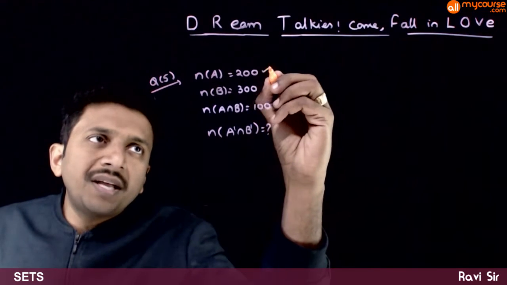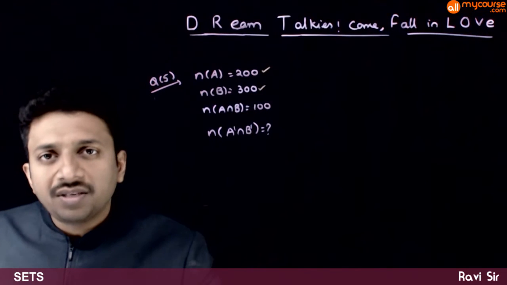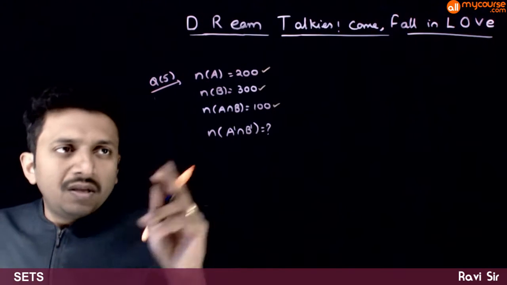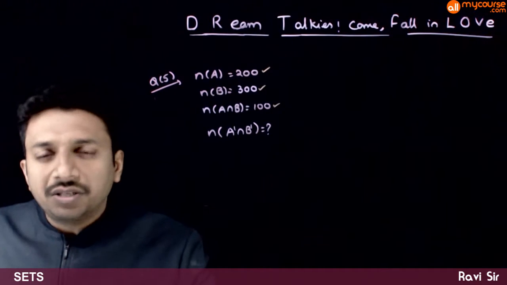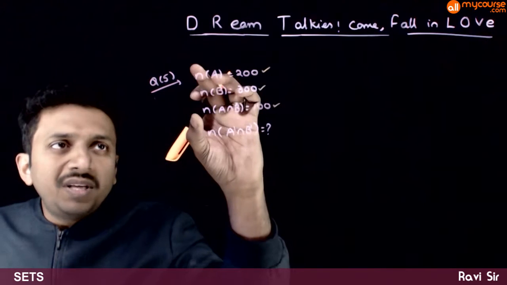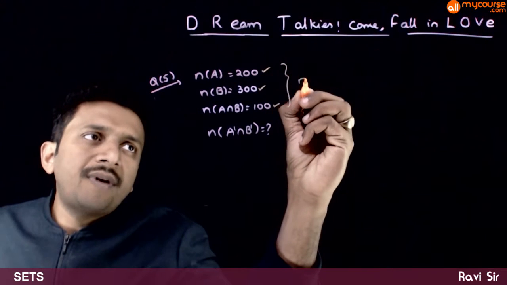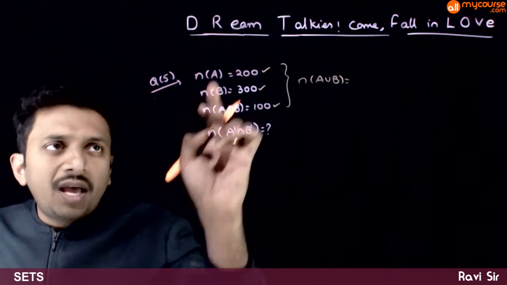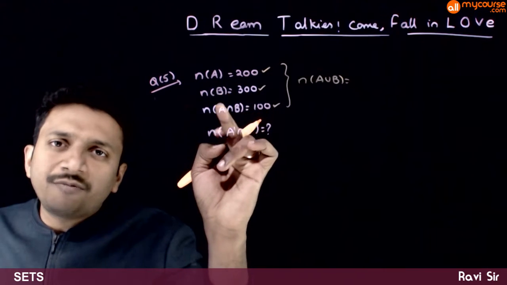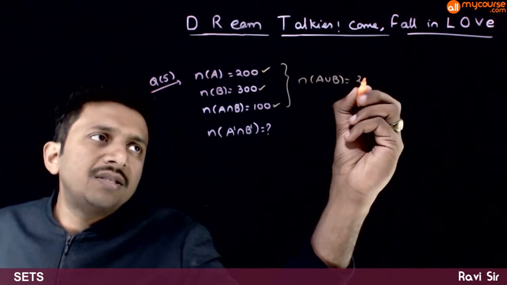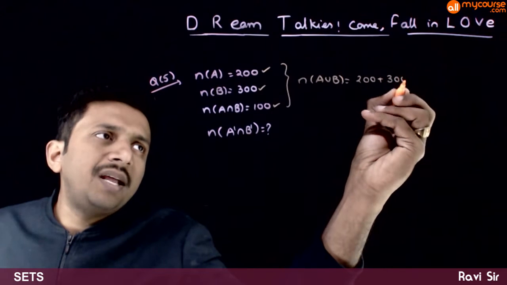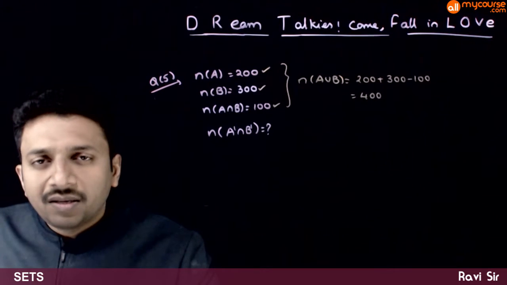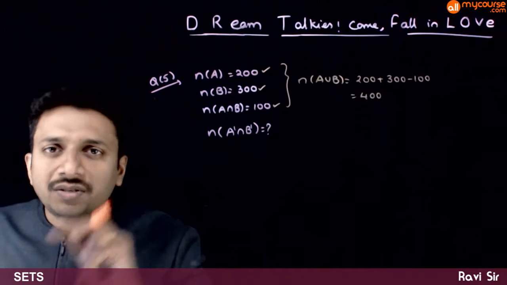So in this question you are given that n of A is equal to 200, n of B is equal to 300, and n of A intersection B is equal to 100. You're asked to find n of A complement intersection B complement. So from these three pieces of information, finding n of A union B is very straightforward. n of A union B is n of A plus n of B minus n of A intersection B. That is 200 plus 300 minus 100, which is equal to 400. So does this have anything to do with this question?